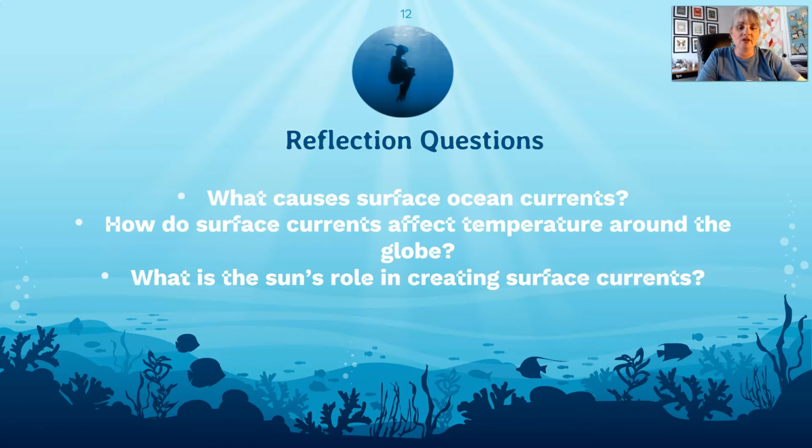All right, reflection questions. What causes surface ocean currents? How do surface currents affect temperature and or climate around the globe? And what is the sun's role in creating currents?